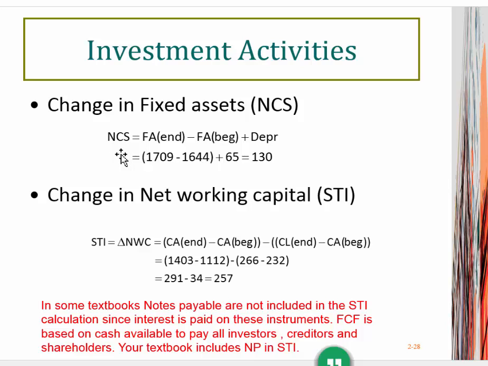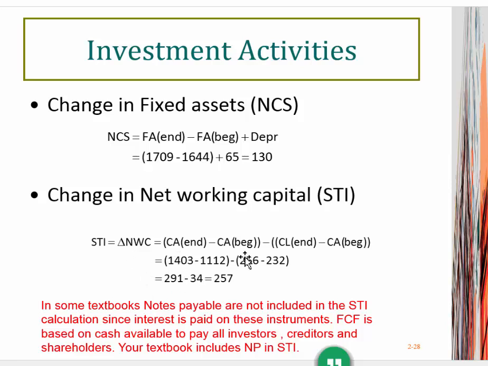Some other textbooks would have this as being NFAI, net fixed asset investment. But this just shows the change in fixed assets adding to that depreciation. So for the U.S. Corporation, that's 130. The change in net working capital, STI, is short-term investment. Again, some textbooks look at this slightly differently, and we'll talk about that here with the red note below here. But essentially, we want to find the change in net working capital.